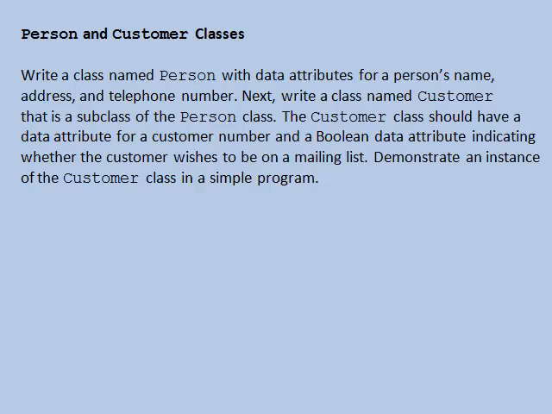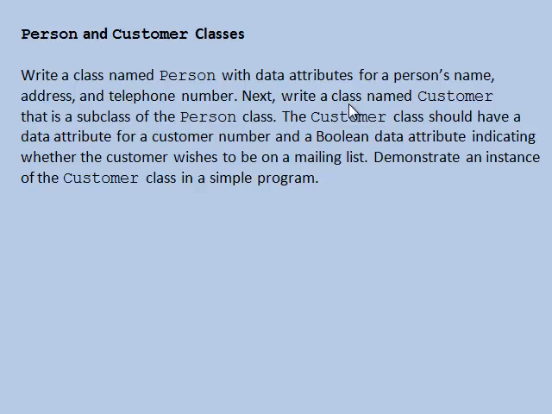In this video, we're going to look at the person and customer classes programming problem from your textbook. In the problem, we're told to write a class named person with data attributes for a person's name, address, and telephone number. So that's one class that we're going to write.